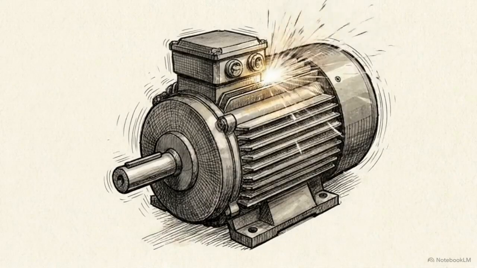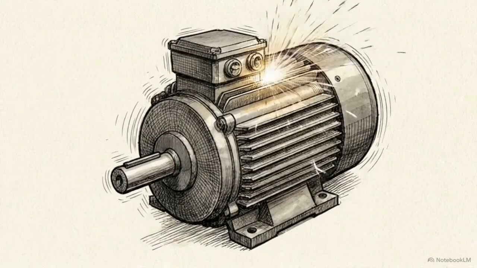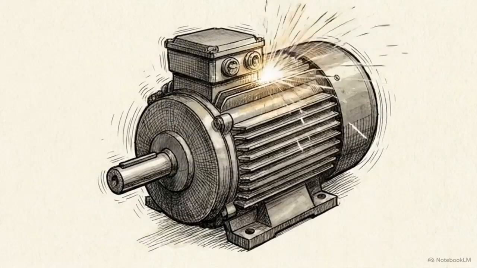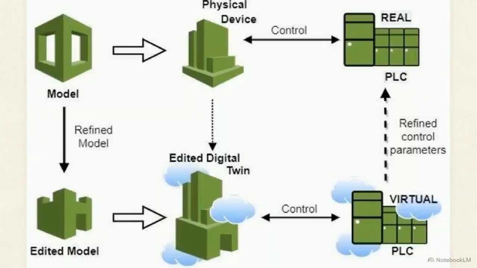Industrial motors are the workhorses of the factory floor. When one unexpectedly seizes up, production stops. That downtime costs thousands of dollars a minute. To prevent these failures, engineers build a digital twin.